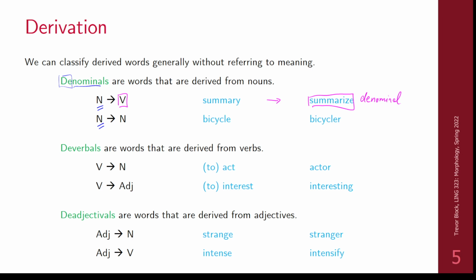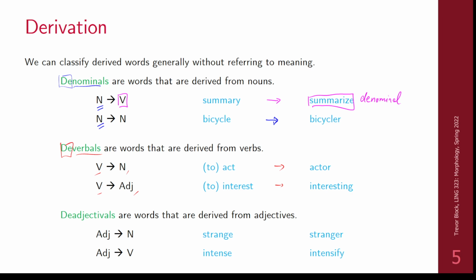But you can also call this the same thing for like a bicycle to bicycler, where the category is staying the same. The term applies, although you don't normally hear it being called a denominal. You just say it's like an end-to-end rule. The term applies, you just don't hear it as often as you would in a case where the category does change. So with deverbals, it's the same idea. So something that was a verb, so coming from a verb like to act to an actor, or to interest someone to become an interesting item. So both of these, verb to noun, verb to adjective, they used to be verbs. That's why they're called deverbals.